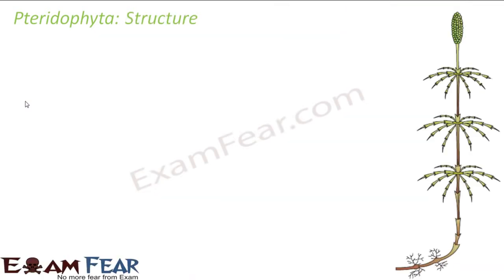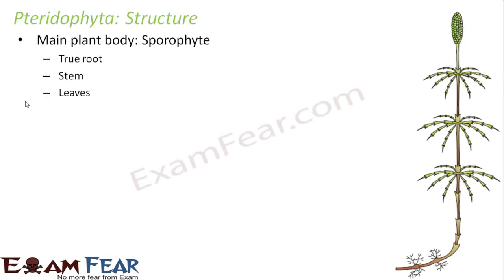Now let us talk about the structure of pteridophytes. What are the different parts in a pteridophyte? Their main plant body is the sporophyte. As I said, bryophytes and thallophytes were non-vascular plants, so their dominant phase in the life cycle was the gametophyte. But in this case, the main plant body is the sporophyte. The plant which we see is actually the sporophyte, which carries the spores. So sporophyte is the dominant phase in the life cycle of a pteridophyte.